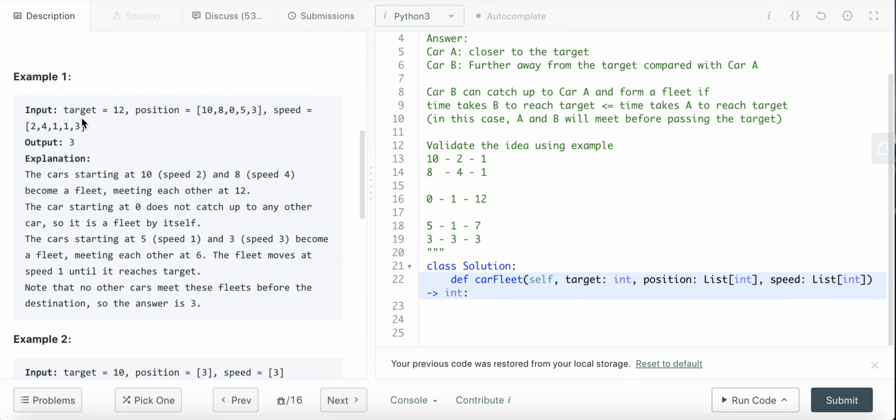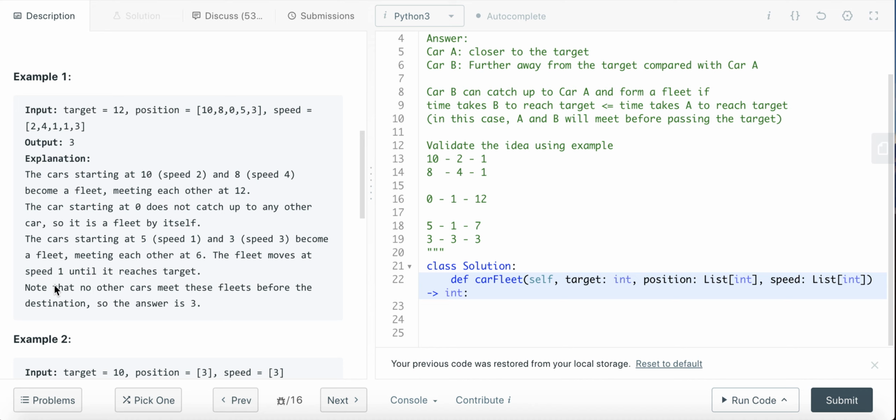So for example 1, target equals 12. There is a list of positions and corresponding speeds. The car starting at position 10, traveling at speed 2, meets the car starting at position 8, traveling at speed 4, and they form a fleet. The car starting at position 8 catches the car ahead of it at position 12, right at the target point. The car starting at position 0 does not catch up to any other car, so it is a fleet by itself. The cars starting at 5 and 3, traveling at speeds 1 and 3, become a fleet, meeting each other at 6.